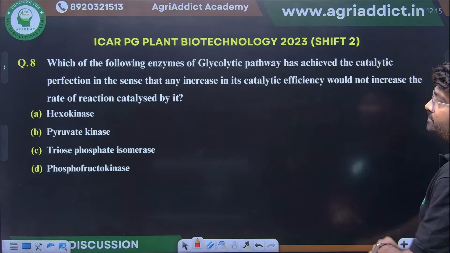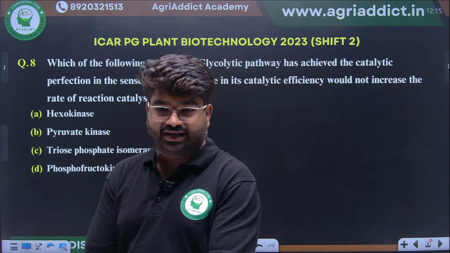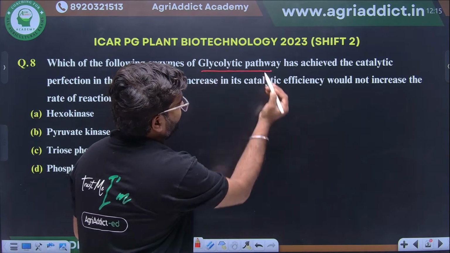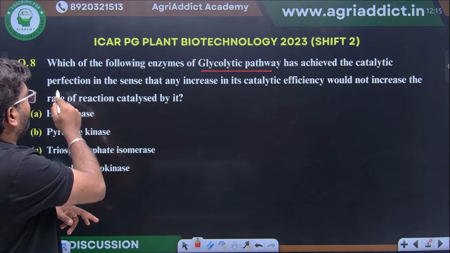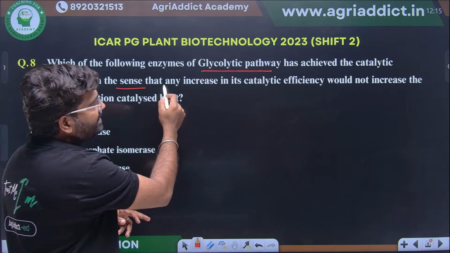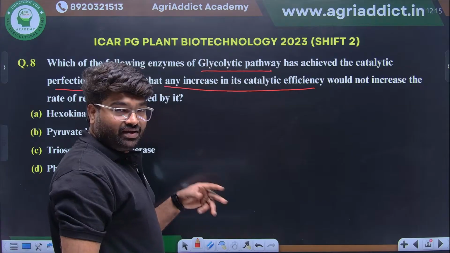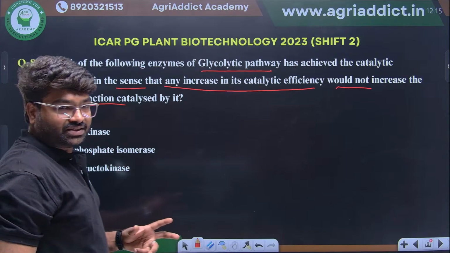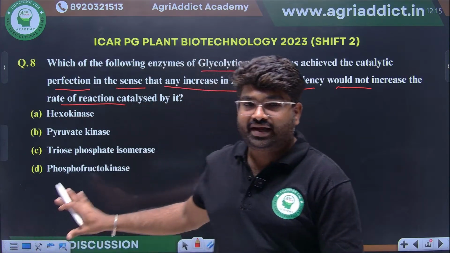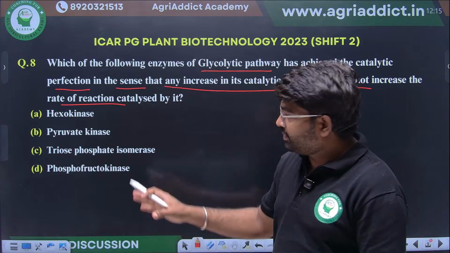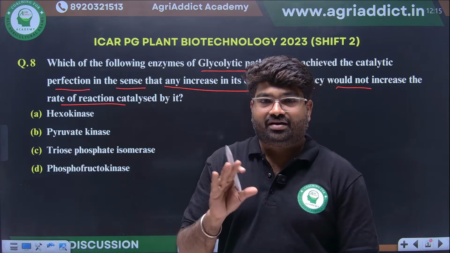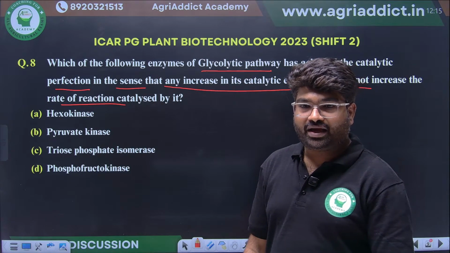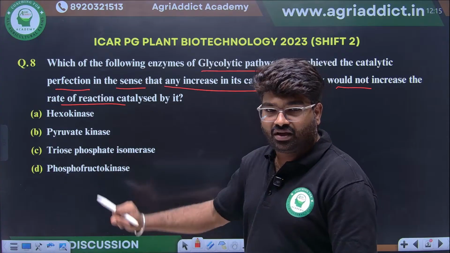Yes. Next, simple thing about glycolysis they are asking. Which of the following enzymes of glycolytic pathway has achieved the catalytic perfection, in the sense that even if we increase the catalytic efficiency, that would not increase the rate of reaction catalyzed? Even if we increase the rate of that particular enzyme, the rate of the glycolysis will not be increased. Which is that enzyme? Whether hexokinase or pyruvate kinase or triphosphate isomerase or phosphofructokinase.